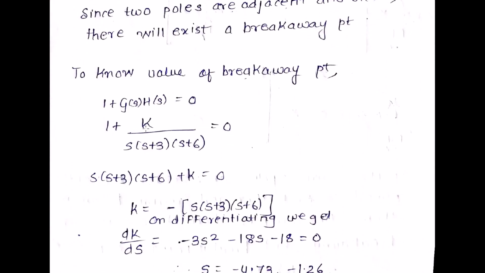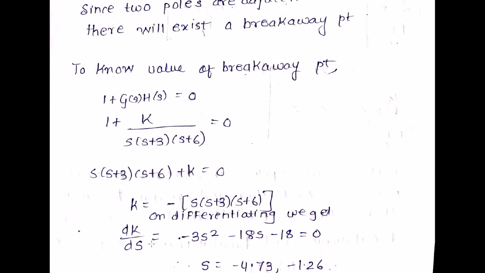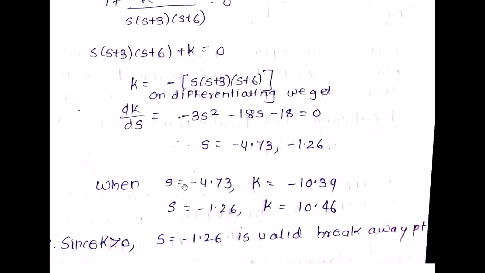Hence, to find out the breakaway point, I am going to do 1 plus g of s into h of s is equal to 0. 1 plus g of s into h of s is given to you. Try to find out the value of k. Differentiate this k with s and find out the value of s. The steps are given. You can go through it. It's present in the notes also.